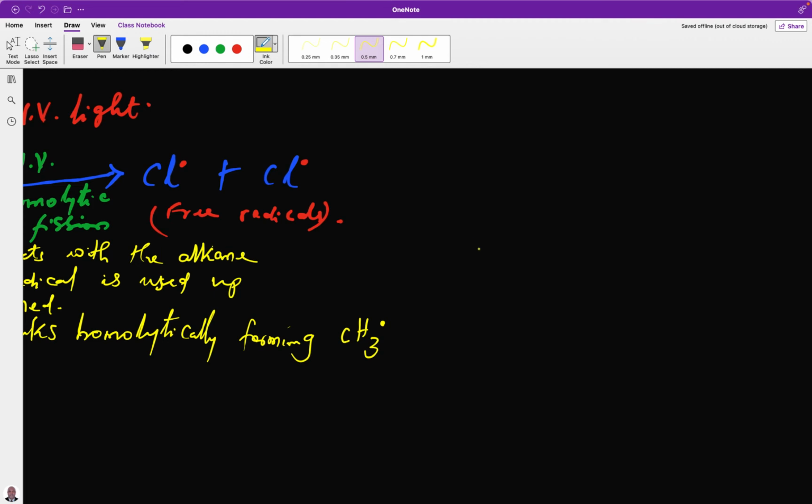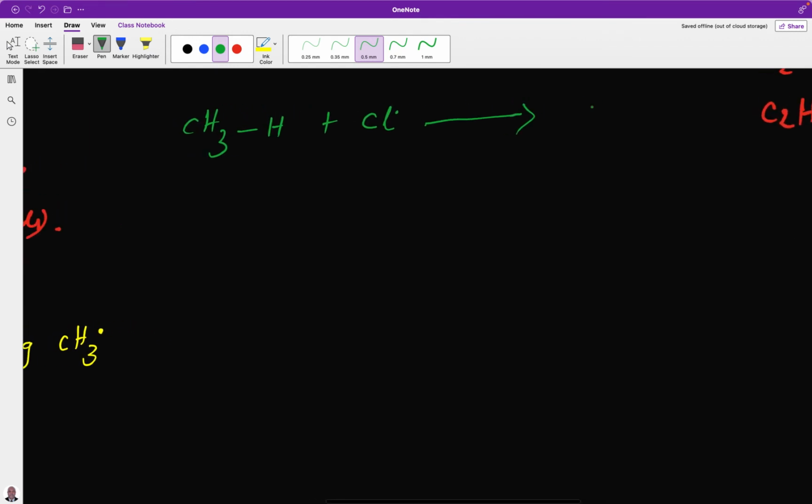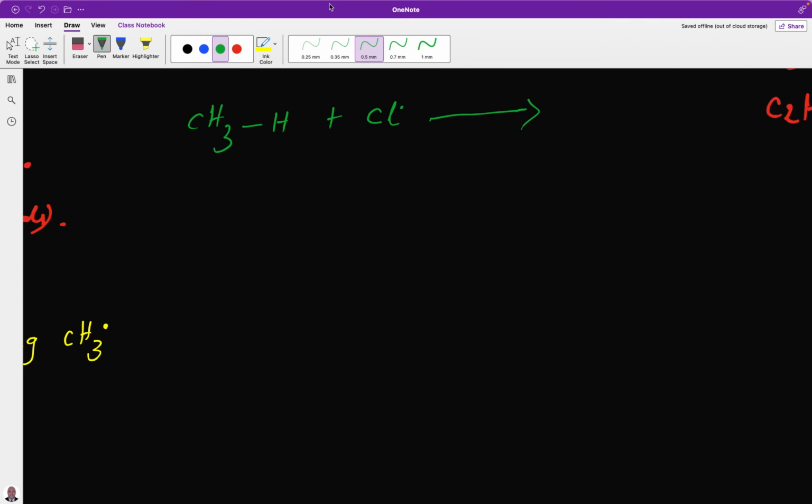So now let's see the stages here. Propagation stage for this starts here. Under propagation, this is what you see. We are now going to react the methane with the chlorine. We will have CH3, the methane. This is methane plus what? Plus the free radical. What is formed here is the methyl radical, plus the HCl.